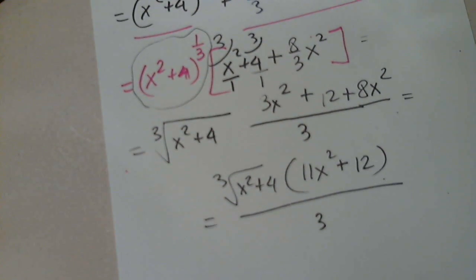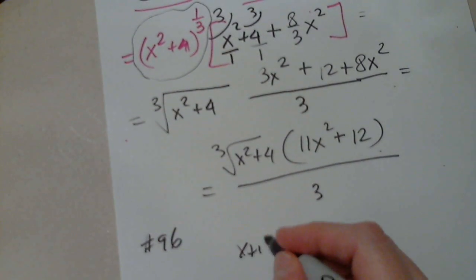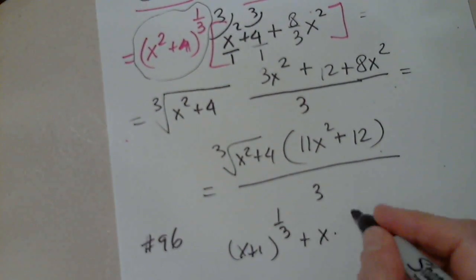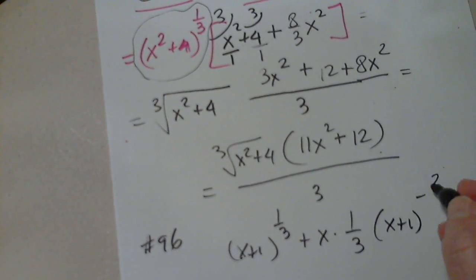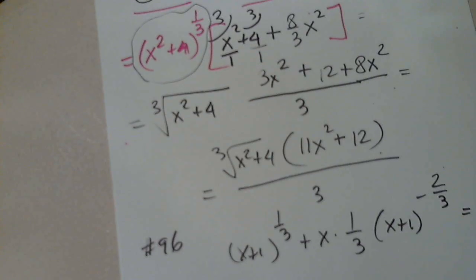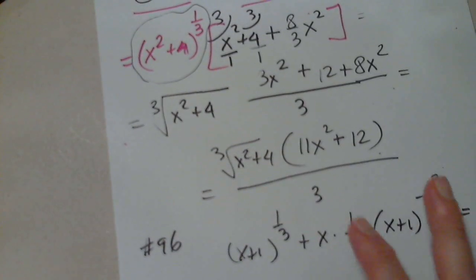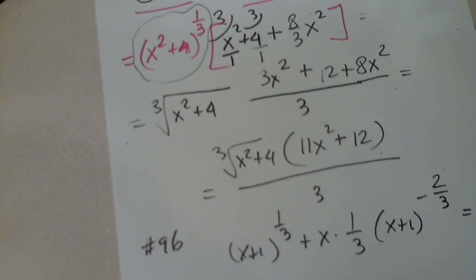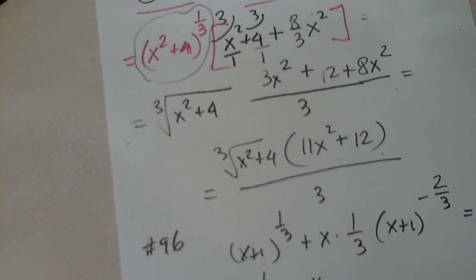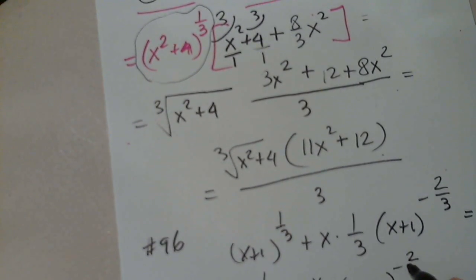The same principle, but we have fractions to simplify. 96 with negative exponents. We should work on the 96 first, and then we can choose the last one. So the 96, we have x plus 1 to 1/3 plus x times 1/3 times x plus 1 to negative 2/3. There's nothing much to clean up here. I can just write x over 3. Let's write it one more time: x plus 1 to 1/3 plus x over 3, x plus 1 to negative 2/3.